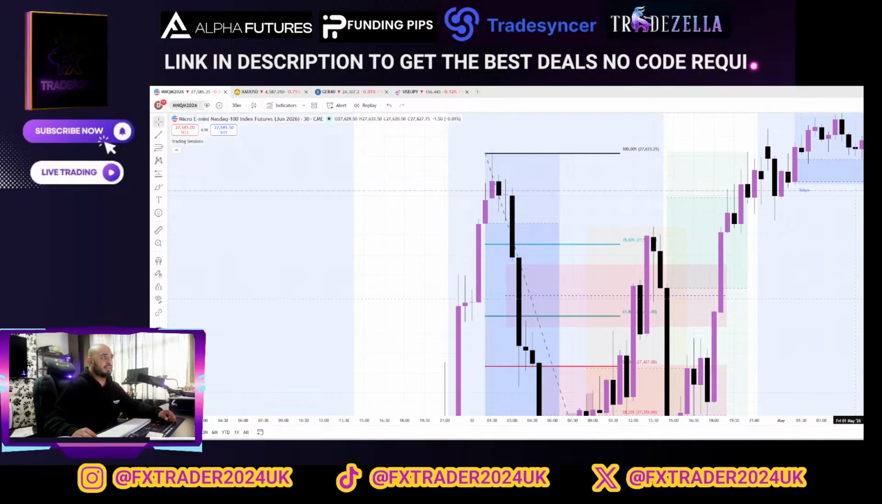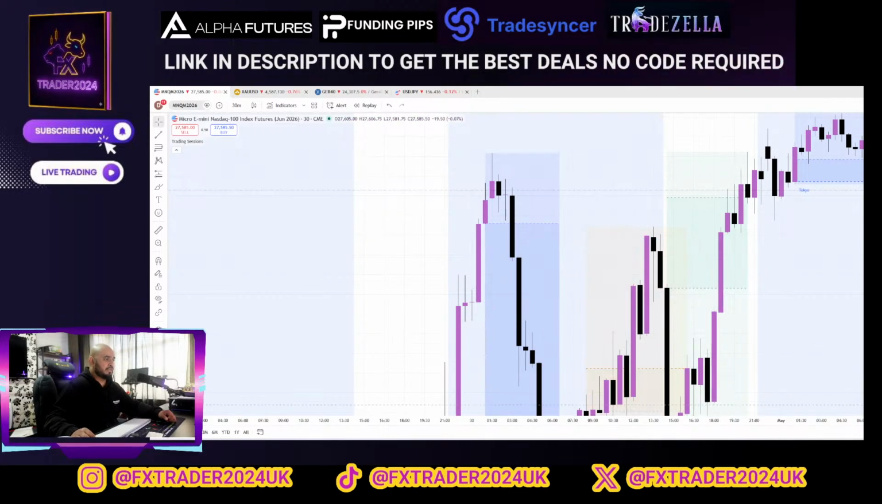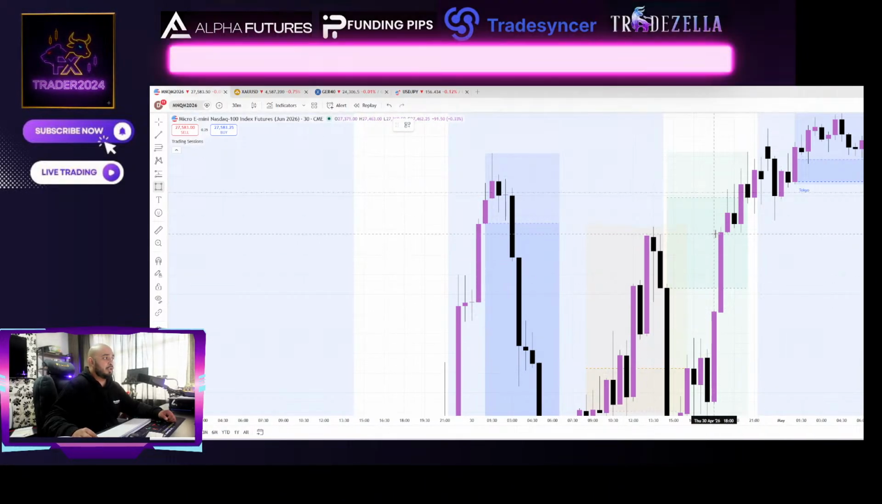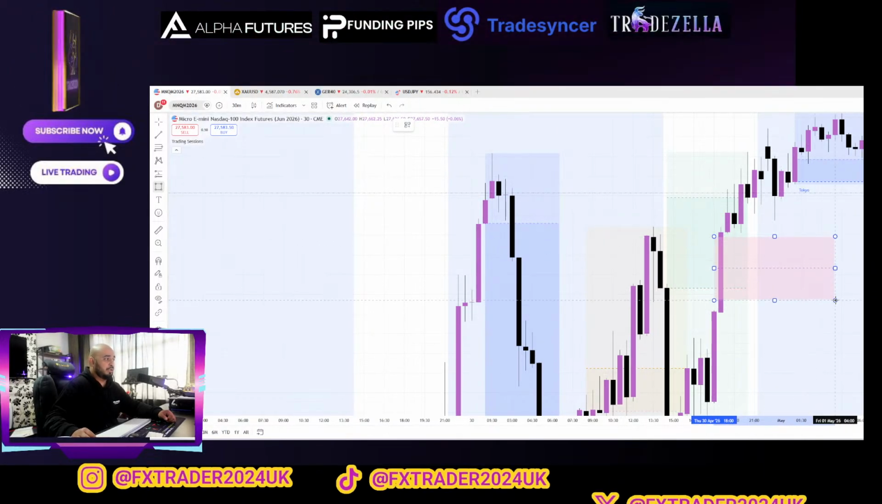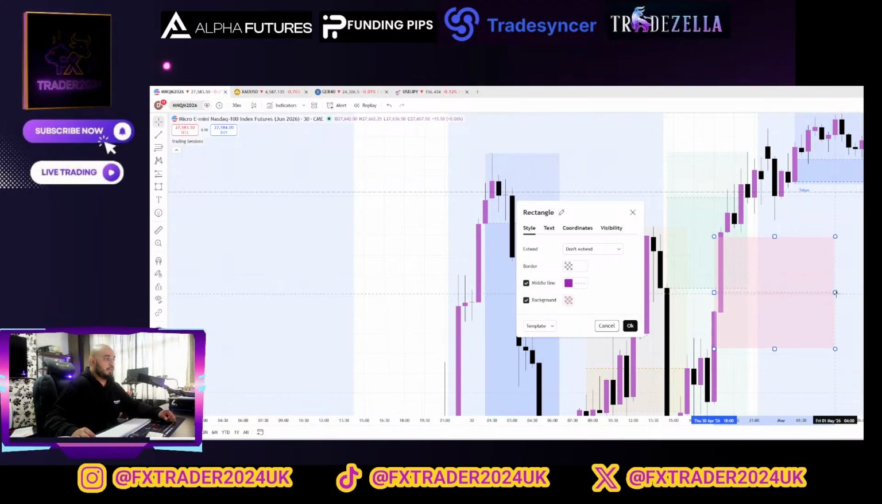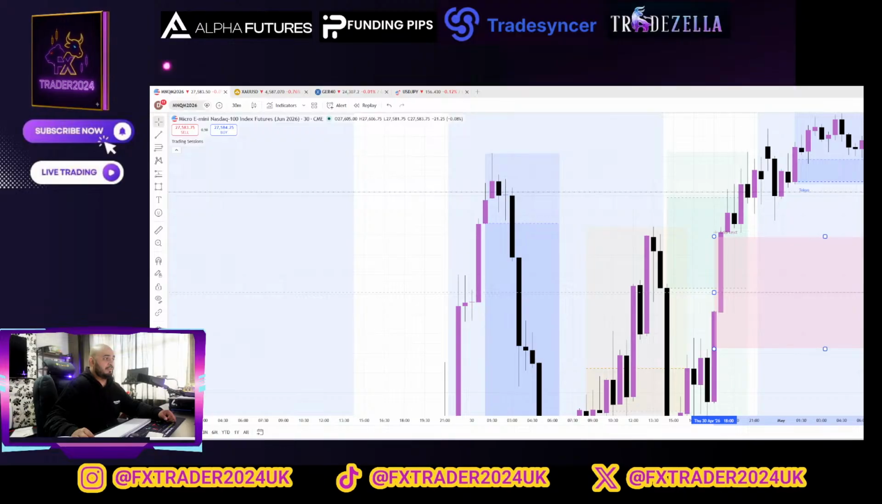Let me just clear the charts from previous days. So these are the areas where price possibly can come down to. If it's not chopping around and we get good price action, price will come into this imbalanced area down here.